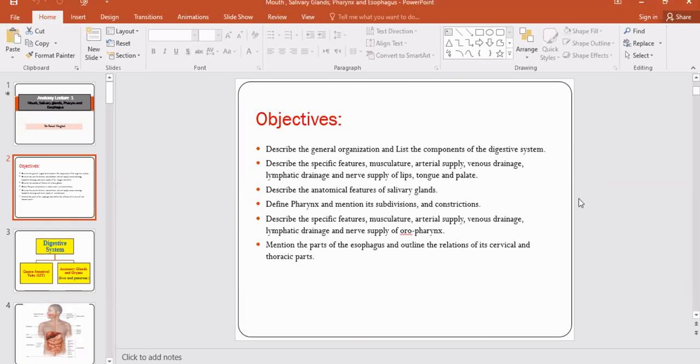Describe the general organization and list the components of the digestive system, and then the features of the lips, tongue, and palate, which are components of the oral cavity. Then we will describe the general features of salivary glands, then the pharynx and its parts and subdivisions, and then the different relations of the esophagus. So let us start with this first.